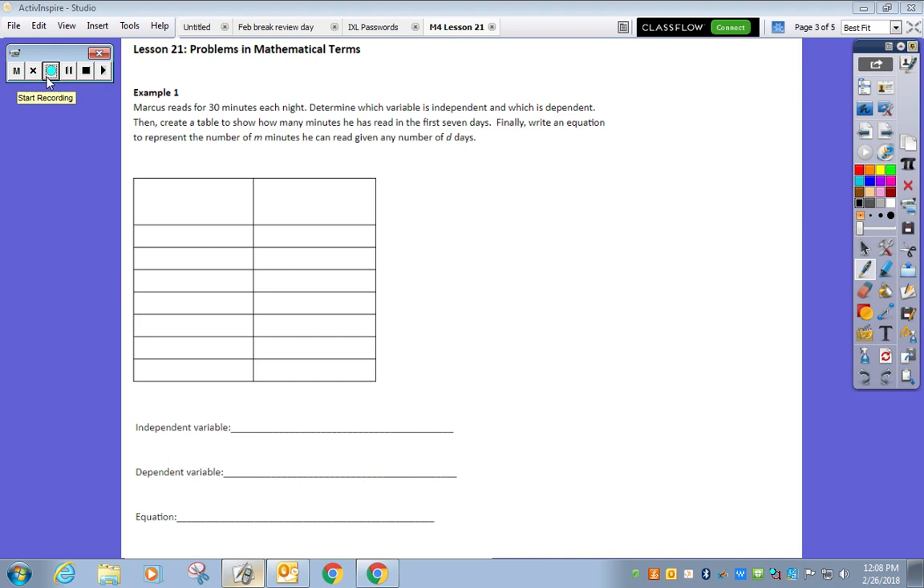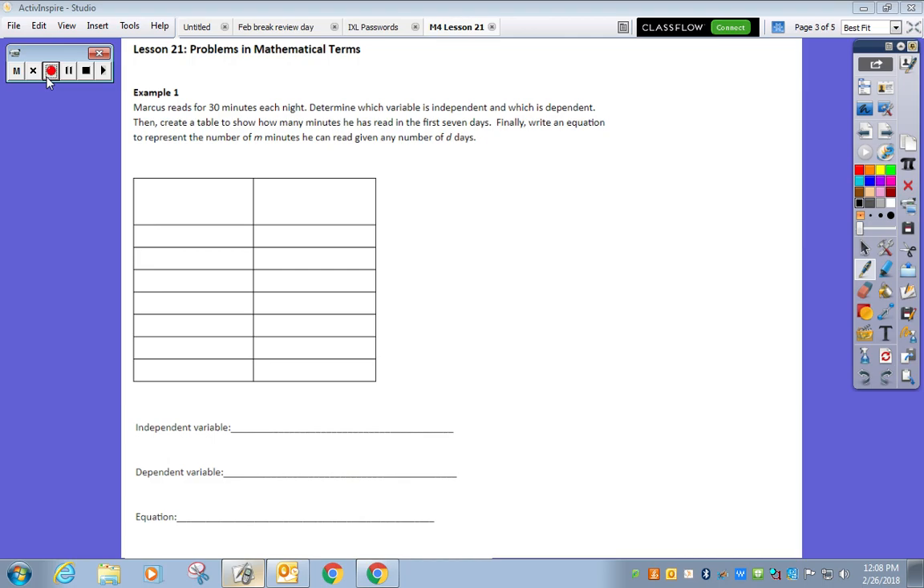Okay, so in lesson 21, we're going to look at problems in mathematical terms. And really what we're focusing on in this lesson is independent variables versus dependent variables. So we're going to talk about what those mean as we work through a problem.